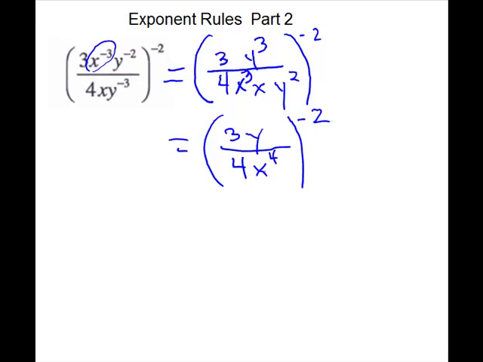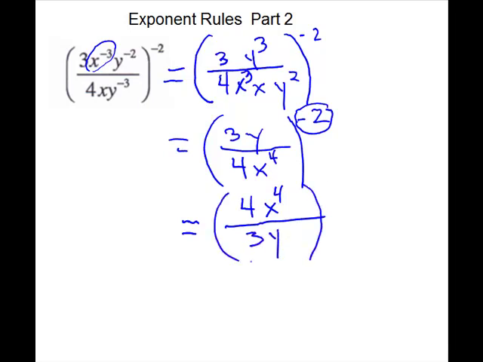So everything inside is cleaned up. We'll go ahead and invert the fraction inside and change the outside exponent to positive. So everything inside is going to flip. And the outside exponent becomes positive. So the 2 will now apply to the numerator and to the denominator.